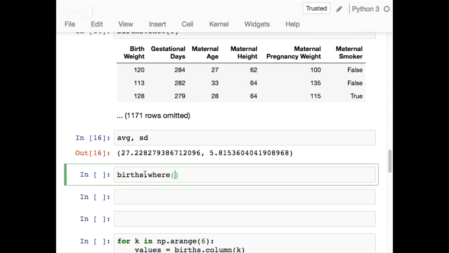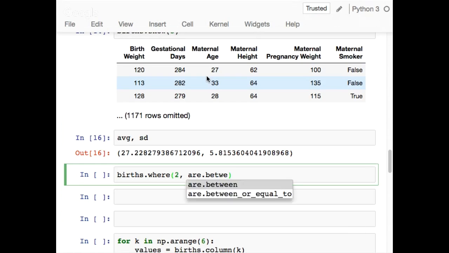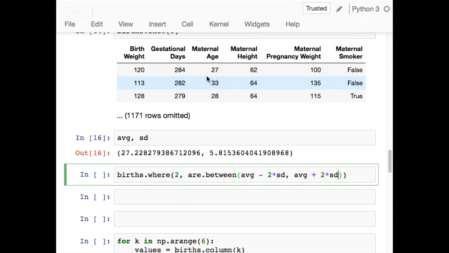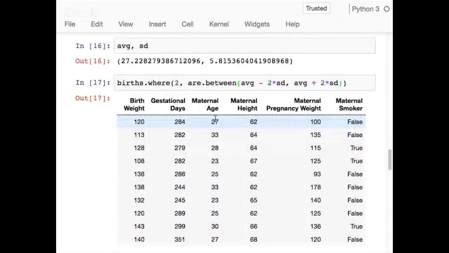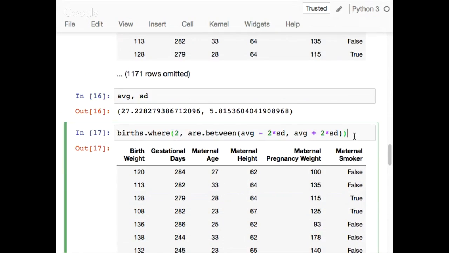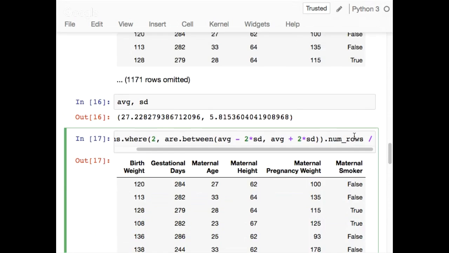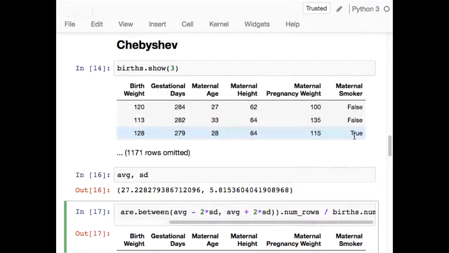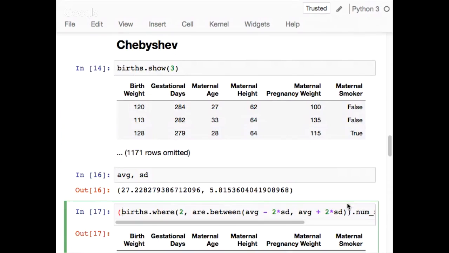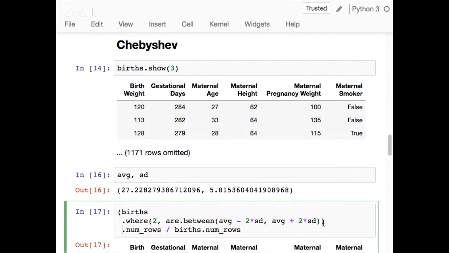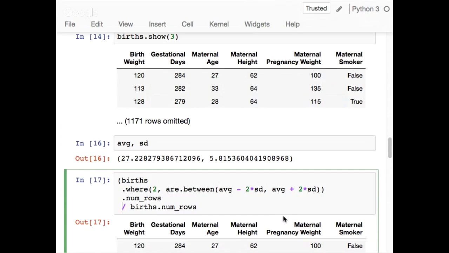So how would I do that? First, where that maternal age column, which is column number 2, is between average minus 2 times standard deviation and average plus 2 times standard deviation. Here I have only the rows where the maternal age fell within 2 standard deviations of the average. I can find the proportion of rows that are in there by doing num rows divided by the total number of rows in the original table, which is births.num_rows. This is long, so I'll put it in parentheses, divided by num rows.